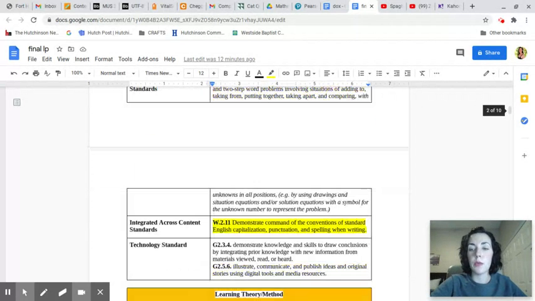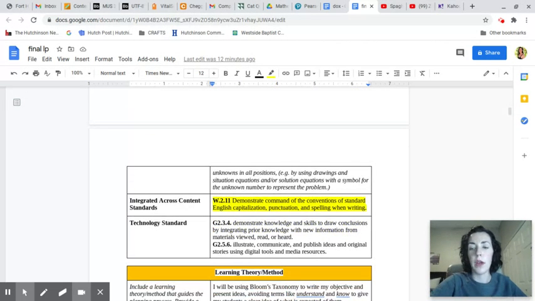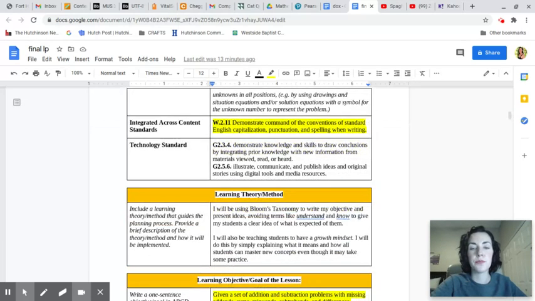And so I would incorporate writing, and that standard for second graders would be W.2.11, demonstrate command of the conventions of standard English capitalization, punctuation, and spelling when writing. And I'll show you later on how I'm going to tie the two together. And I actually created a rubric that will help students know what exactly is expected of them when covering both standards.